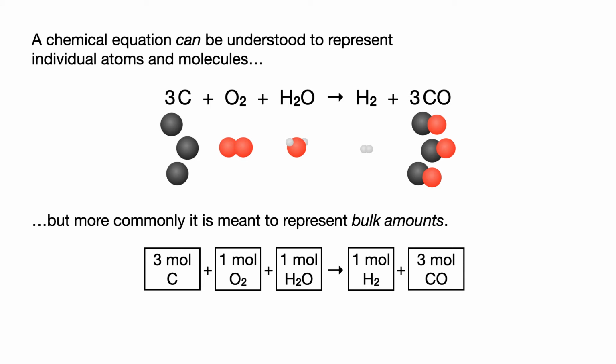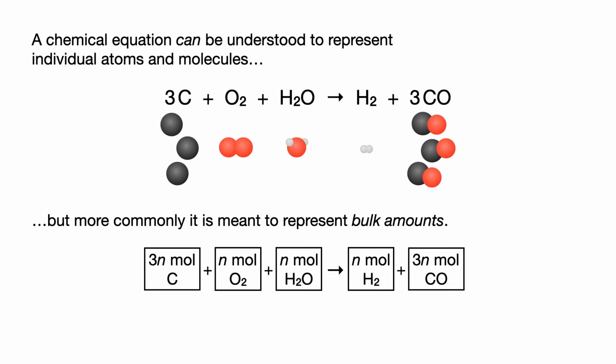What the chemical equation is telling us is that whatever the amount of oxygen and water that are reacting, 3 times as much of the carbon is reacting. And so if we had n moles of oxygen and n moles of water, they would react with 3n moles of carbon, and they'd be forming n moles of hydrogen and 3n moles of carbon monoxide. So these chemical equations generally represent bulk amounts of the reacting substances, and again, these coefficients represent the relative quantities of the reactants and products in the reaction.